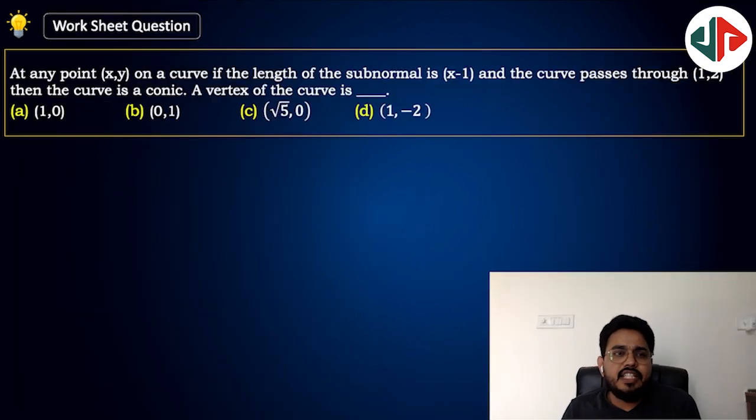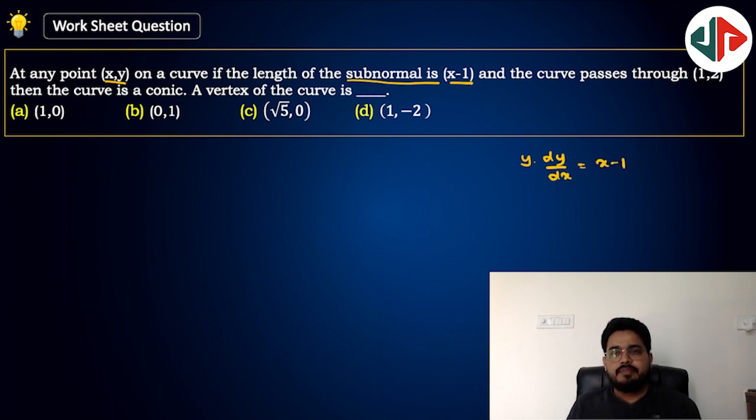So the next question is, any point x comma y on the curve, if the length of the subnormal is x minus 1. Length of the subnormal. Okay. So what is the length of the subnormal? So y into dy by dx is equal to x minus 1. So y dy is equal to x minus 1 dx.